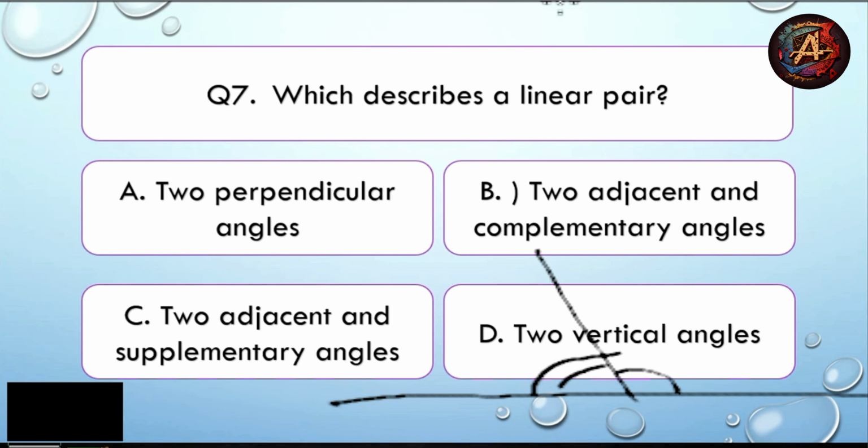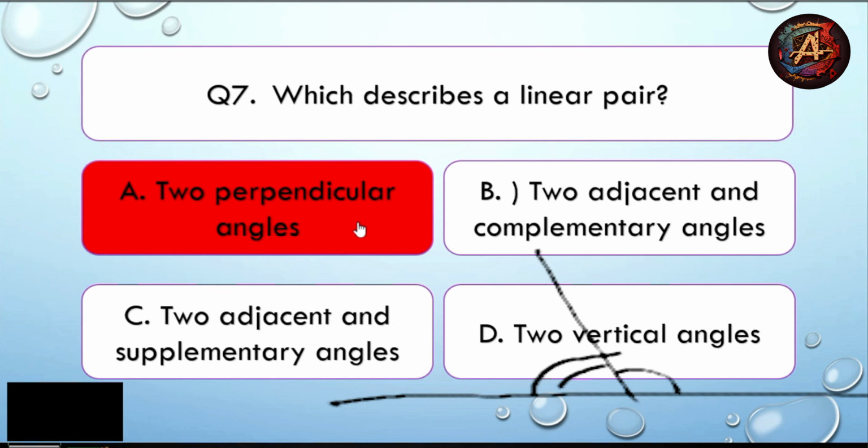So are these two perpendicular angles? All right, no, because perpendicular angles refer to 90 degrees. So letter A is wrong. Now letter B, we have two adjacent and complementary angles. In any way, this is somehow correct, but there is another statement, complementary angles.